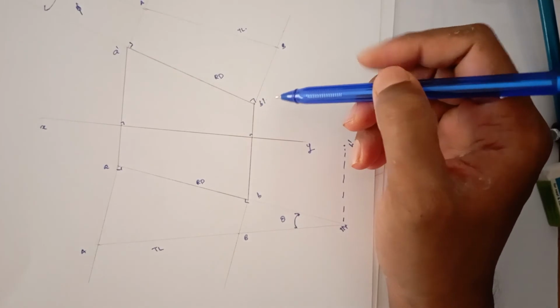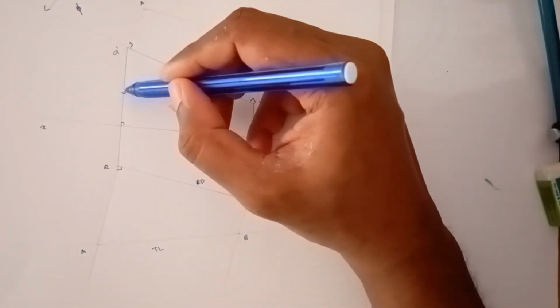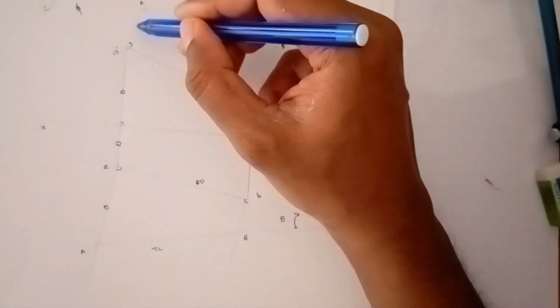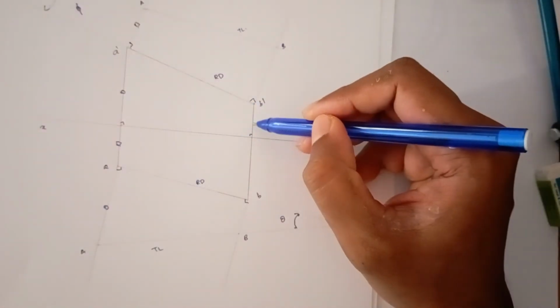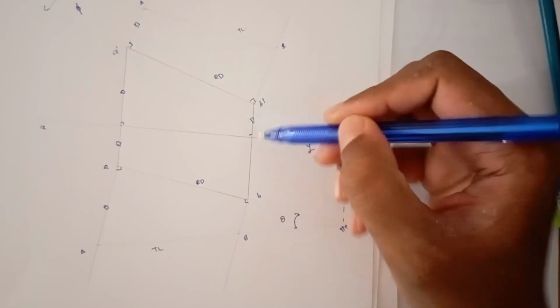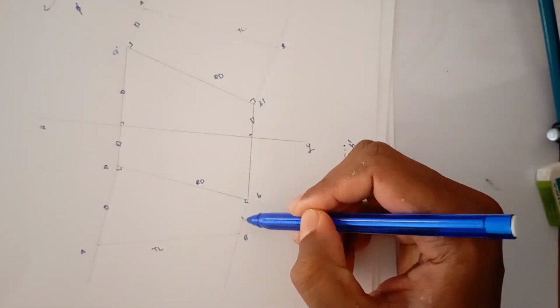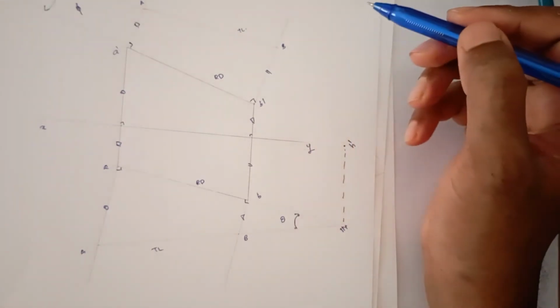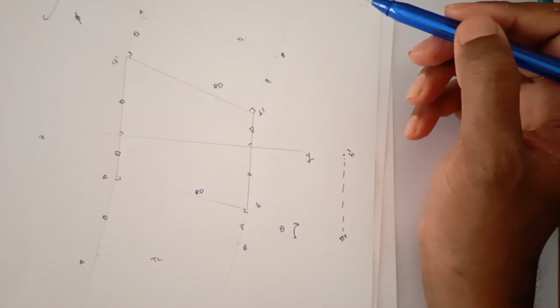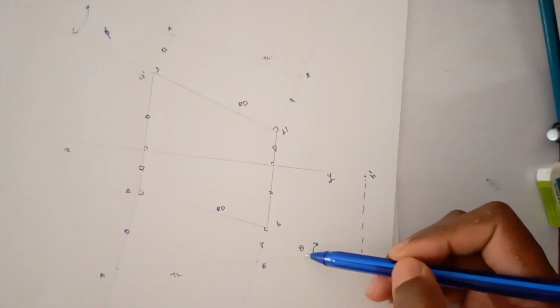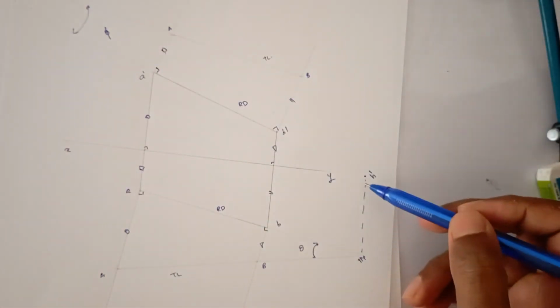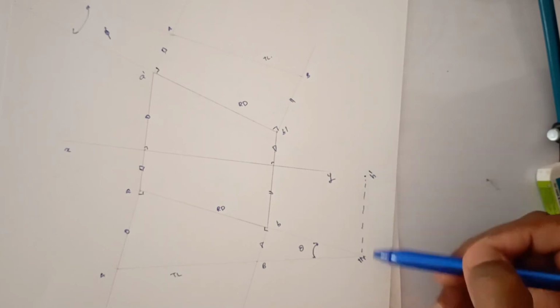It's a very simple method. So this distance will be equal to this length, and this length will be equal to this length, and here also this length will be equal to this one, and this length will be equal to this length. It's very easy to find theta and phi, and also very easy to locate the traces.